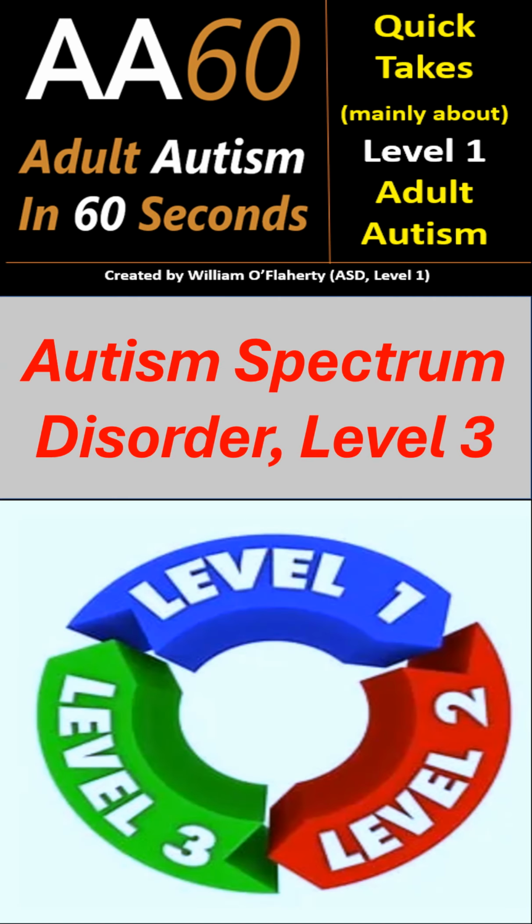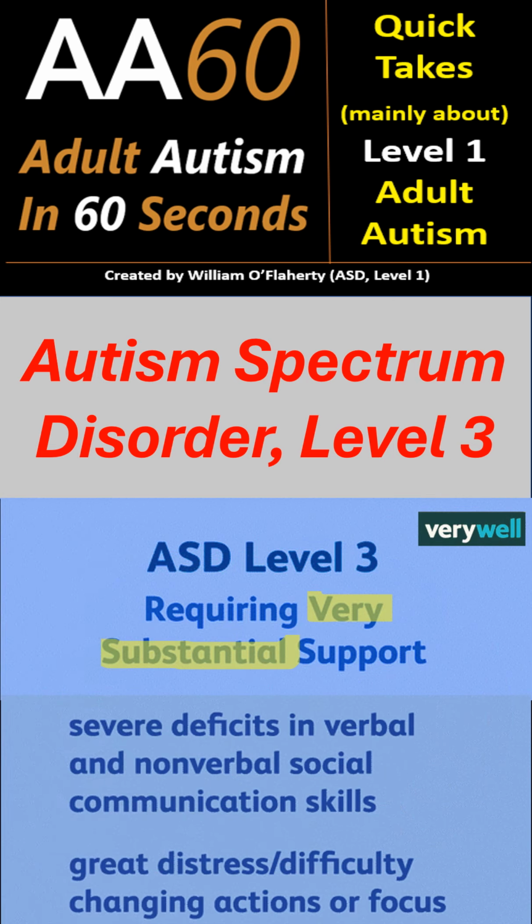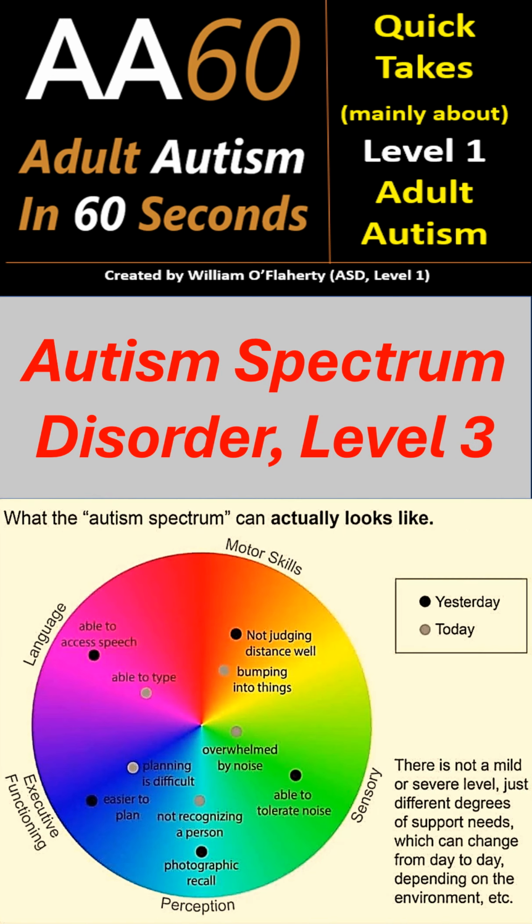Level 3 autism spectrum disorder is the final category children or adults could be diagnosed on the spectrum. They require the most assistance. Specifically, the terminology is requiring very substantial support. But as is true for the other levels, the amount of support could vary day to day, meaning they might be able to do something without as much help one moment, but not another.